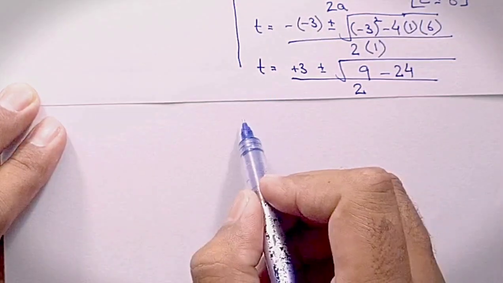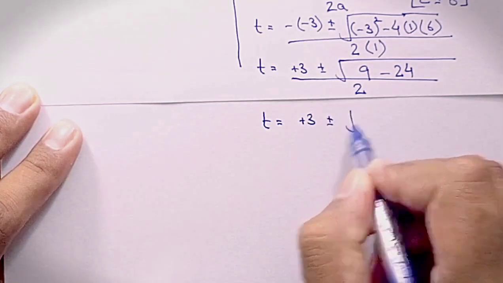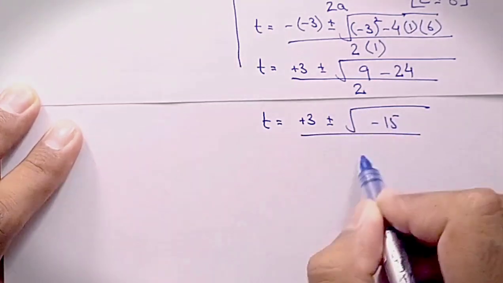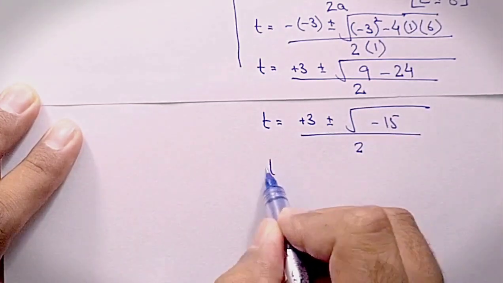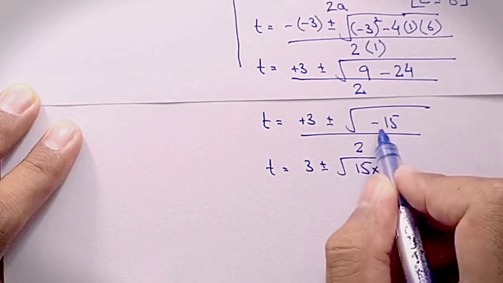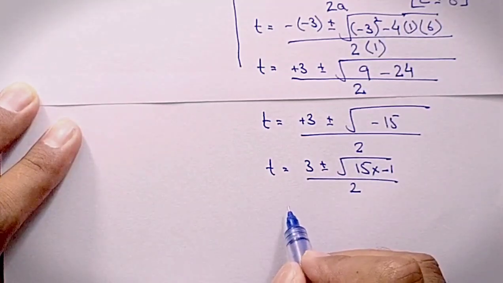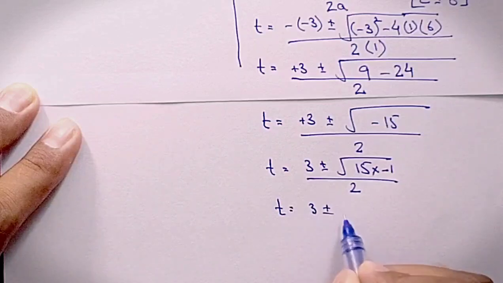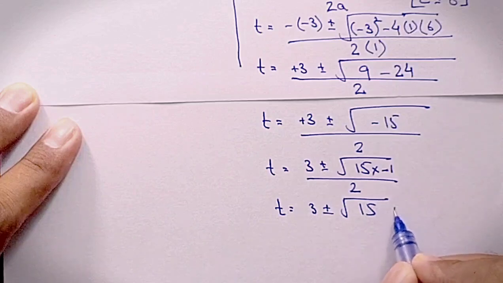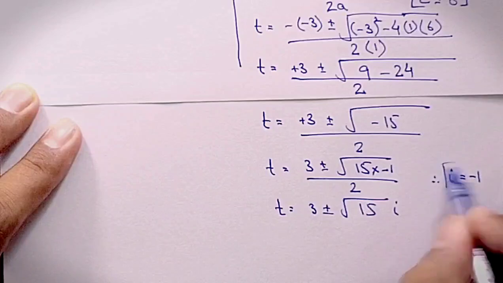Then it will be t equals 3 plus minus square root. Here 9 minus 24 is minus 15, over this 2. In the next step, t equals 3 plus minus square root of 15 times -1, which is the same as minus 15, over this 2. Then t equals 3 plus minus the square root of 15 times minus 1, over this 2. Here minus 1 is iota. As we know, iota squared equals minus 1.